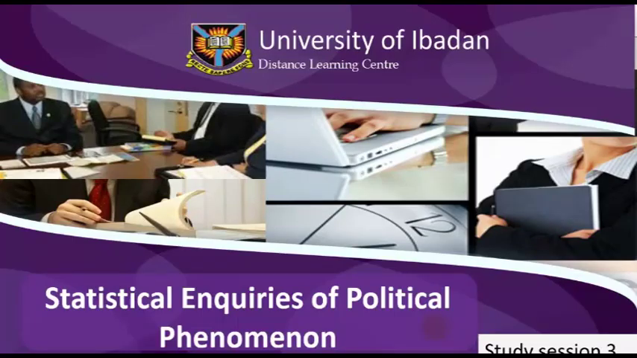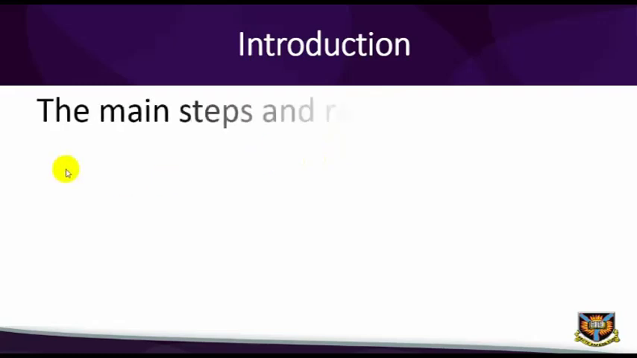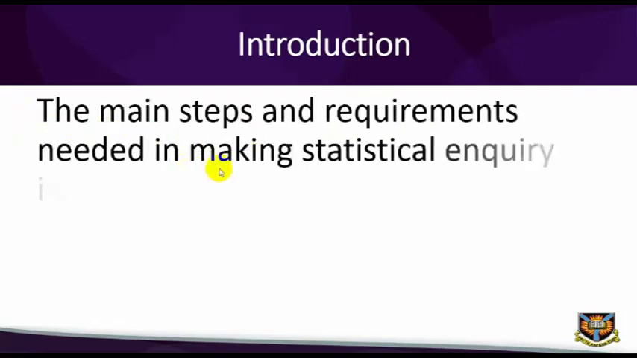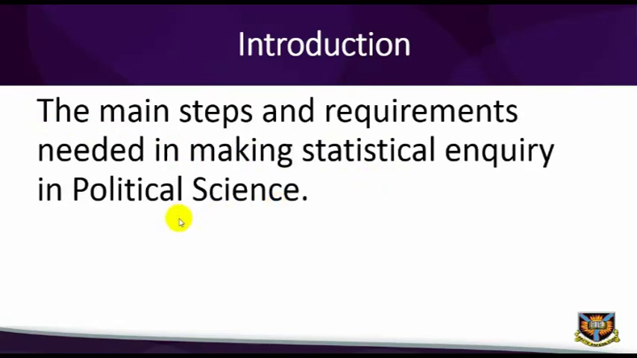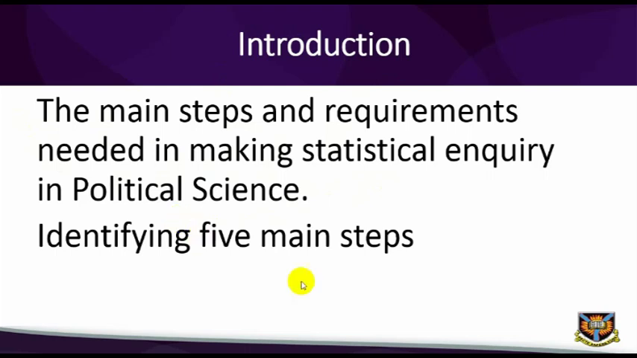Studies Section 3: Statistical Enquiries of Political Phenomenon. Introduction. This lecture explores the main steps and requirements needed in making statistical inquiry in political science. It begins by identifying 5 main steps and then discusses and analyzes each of the steps.